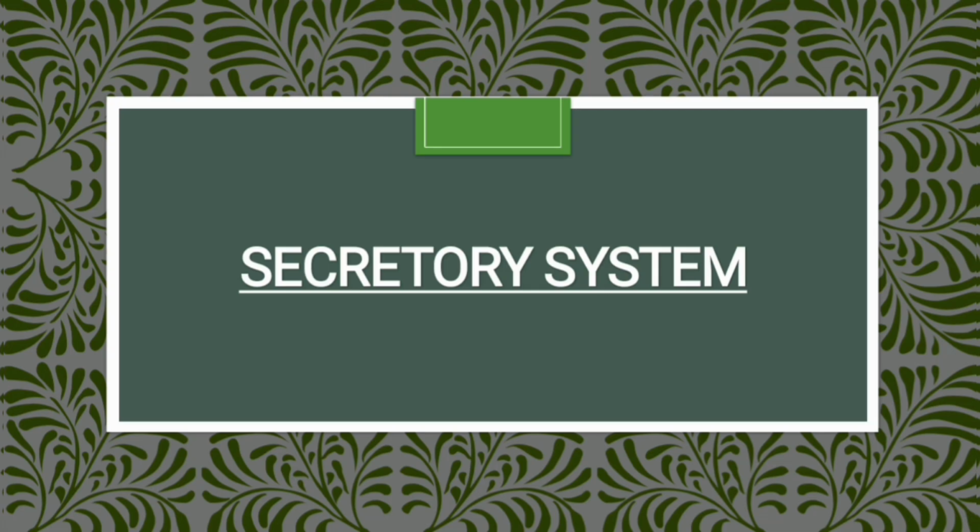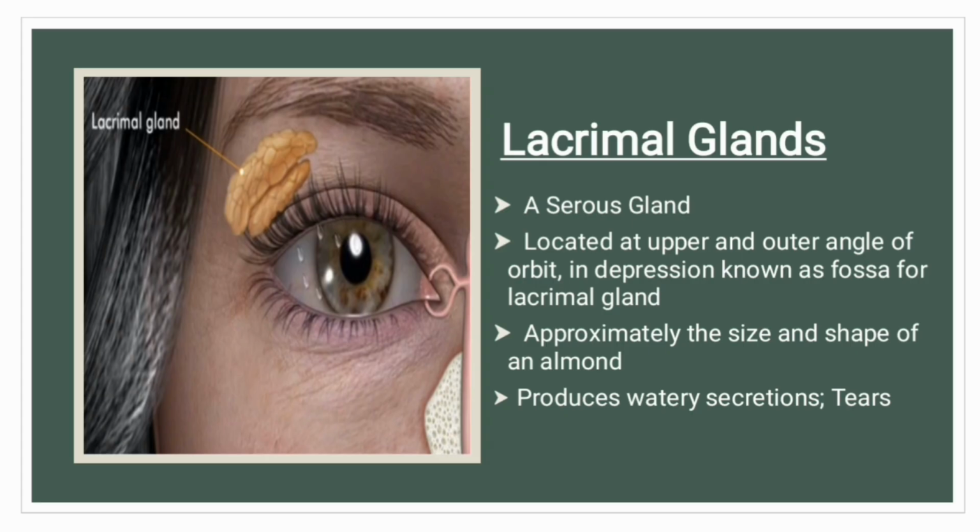Okay, so first of all we are going to discuss the secretory system. The secretory system consists of the lacrimal gland, which is basically a serous gland that produces the serum. Serum can be water that contains some essential minerals. They are located at the upper and outer angle of the orbit.